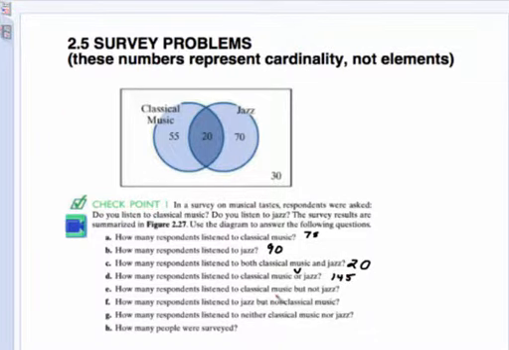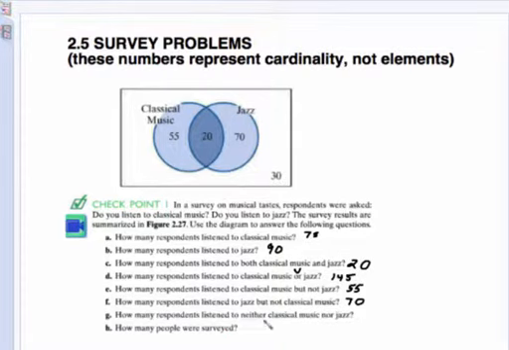How many listen to classical music but not jazz? All of these are classical, but we have to take away this 20 here because that's part of the jazz. So what's there for just the classical music listeners will be 55. How many listen to jazz but not classical music? Same idea here. All of this is the jazz, but we can't count the 20 because they are also classical music listeners. So the only jazz is 70.